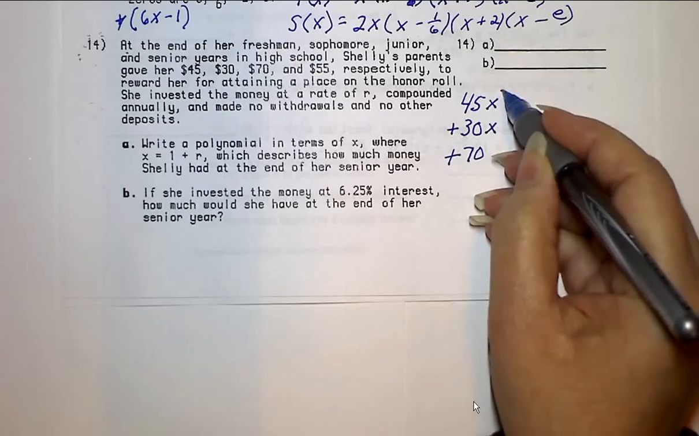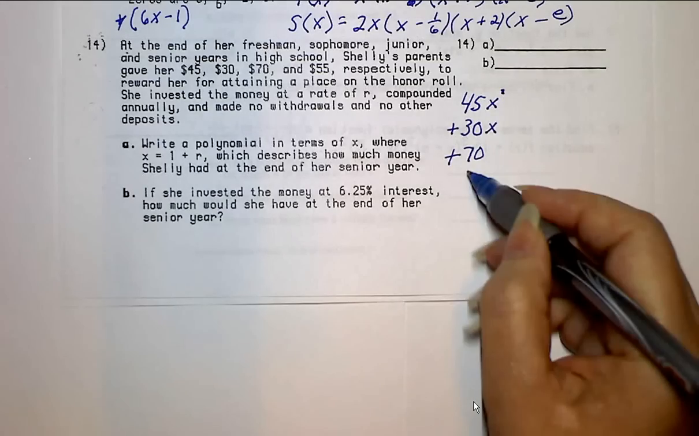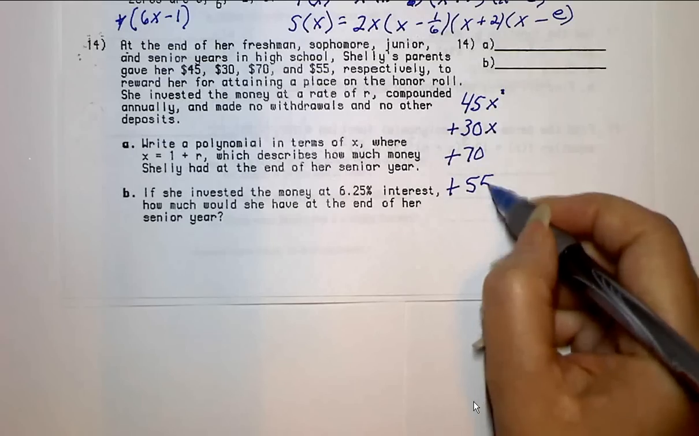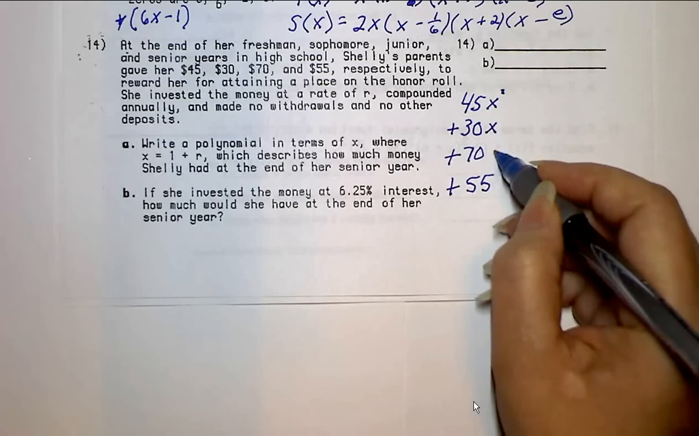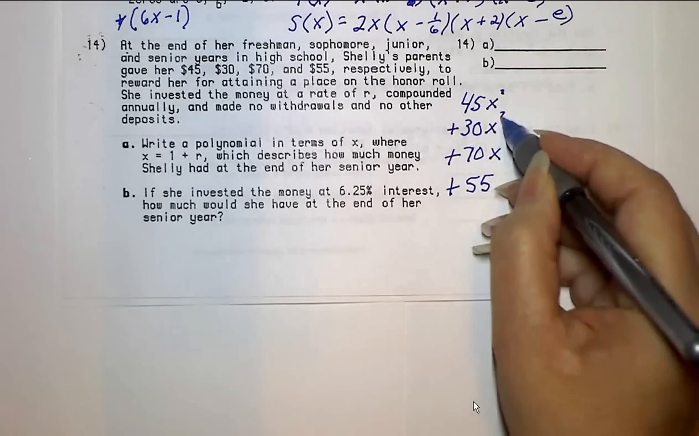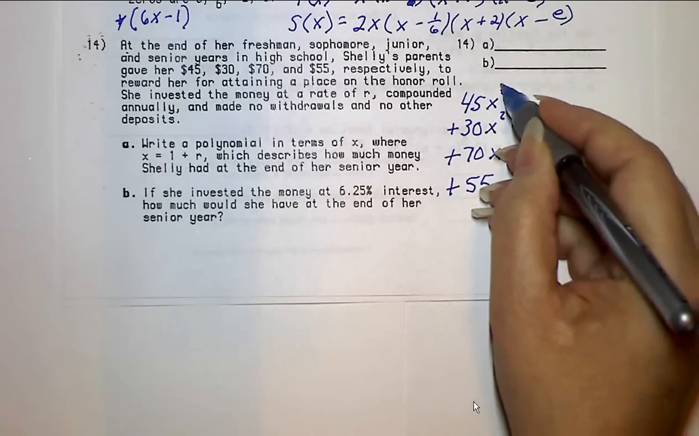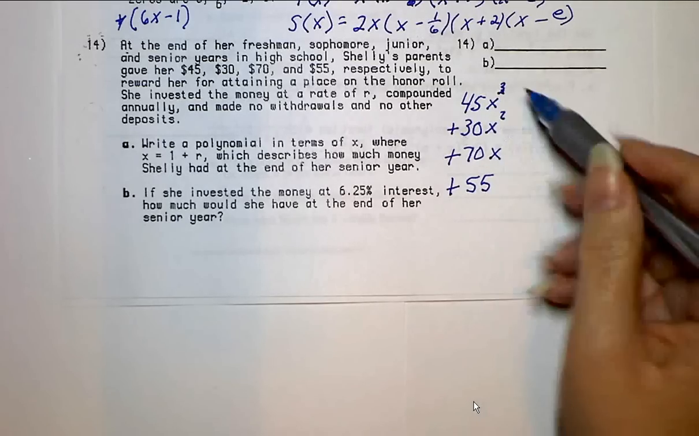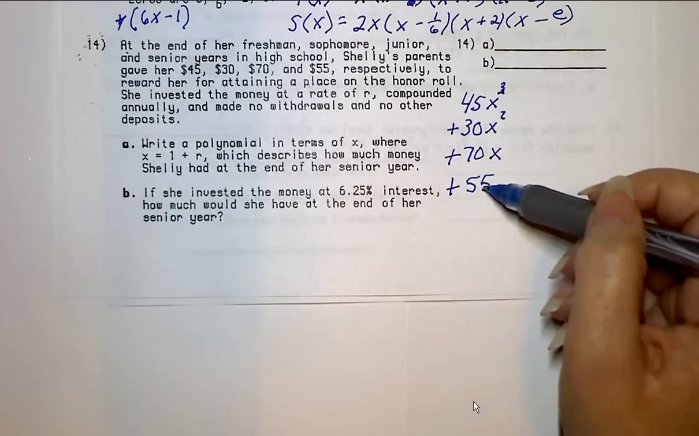Then she's going to come back and put in her $55, and then this one will have 1 year of interest. How many years of interest does this have? 2. And how many does this have? 3. So how much money does she have? She has all of this money in her account. So now it says to write a polynomial.